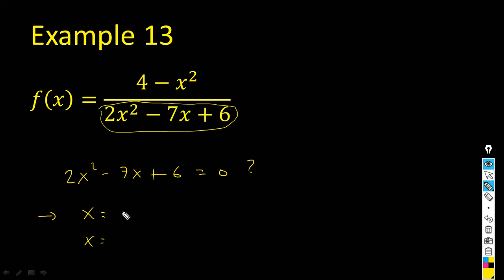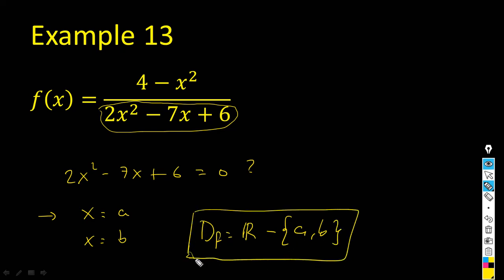And let's call this answer A, and let's call this answer B. Because I'm not calculating them, I cannot tell you any specific number, so I'm going to call them A and B. So for A and for B, this is 0, and so these two numbers are going to be prohibited in the domain of f. So we would write the domain of f is equal to all the real numbers minus the number A and the number B. Okay, you solve this problem on your own. Basically, you want to find these two values.